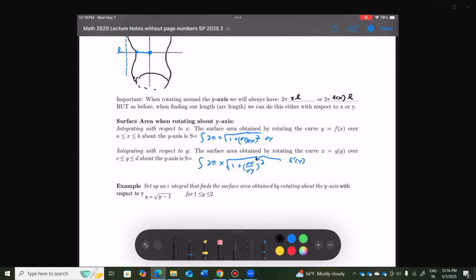Do color. So f of x, f of y, derivatives.